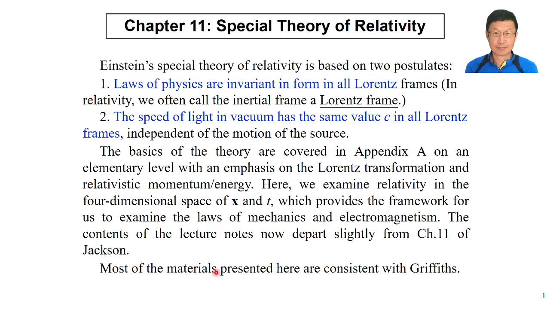Most of the material presented here is consistent with Griffiths. Therefore, let me show you the Griffiths 2 postulates. Actually, different textbooks use different postulates. Here we have 2 postulates. One is the laws of physics are invariant in form in all Lorentz frames, and the speed of light in vacuum has the same value c in all Lorentz frames.